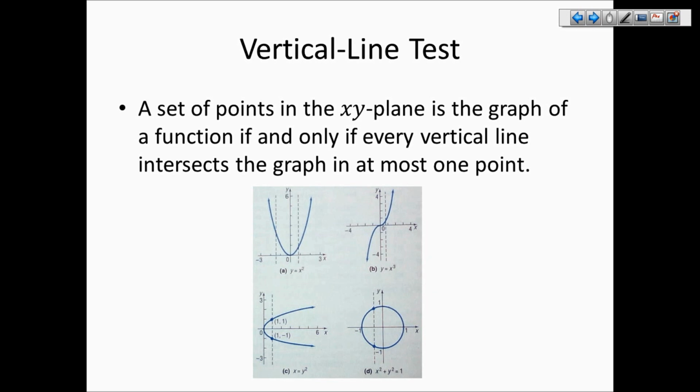Again, looking at some graphs from our textbook, the top two are functions, the bottom two are not. The top two are said to have passed the vertical line test. The bottom two fail that vertical line test because we can draw a single vertical line. It doesn't even have to be a bunch of them. Just one of them is all it takes that goes through the curve in more than one spot. Now remember, the y-axis counts as a vertical line. So if you have a graph that goes through the y-axis in more than one spot, it's not a function.